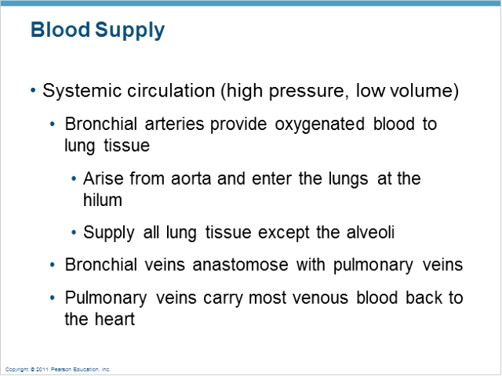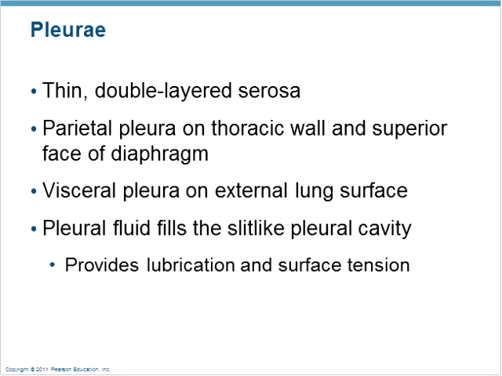The systemic circulation, on the other hand, the left side of the heart, is really a high-pressure, low-volume blood supply. The bronchial arteries provide oxygenated blood to the lung tissue. They arise from the aorta and enter the lungs at the hilum, and they supply all the lung tissue except for the alveoli. The bronchial veins anastomose with the pulmonary veins, ultimately, and the pulmonary veins carry most of the venous blood back to the heart. So that's kind of how it works.